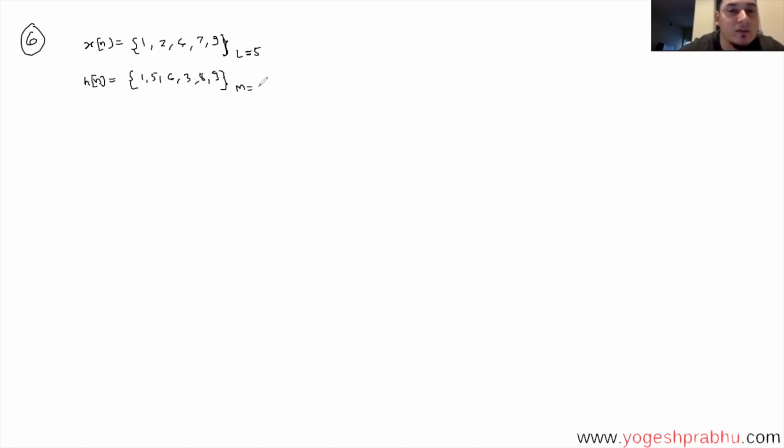M is 6. How many padding zeros are needed to convert their circular convolution to their linear convolution? There are two things: one is circular convolution, the other is linear convolution. Circular convolution by default has everything periodic. Linear convolution by default has everything aperiodic.